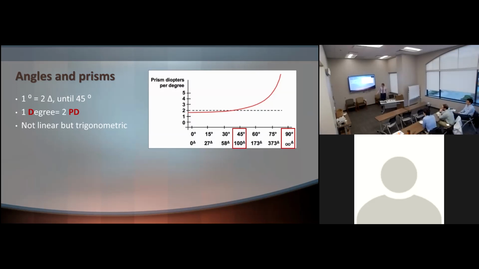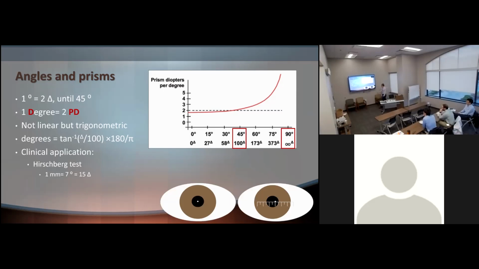This is around 100 prism diopters. Okay, the application of this basically is the Hirschberg test. So with each deviation of the light, 1 millimeter equal to 7 degrees. This is a different rule. So 1 millimeter deviation of the light with Hirschberg equal to 7 degrees. And you know that 7 degrees multiplied by 2 equal around 15 prism diopters.